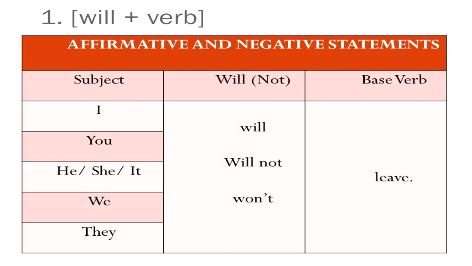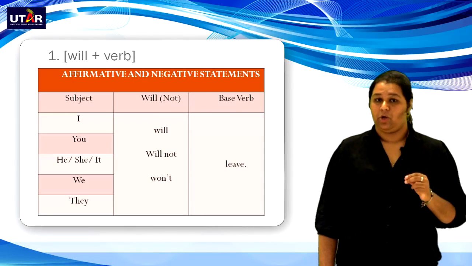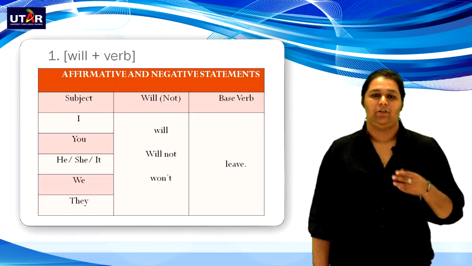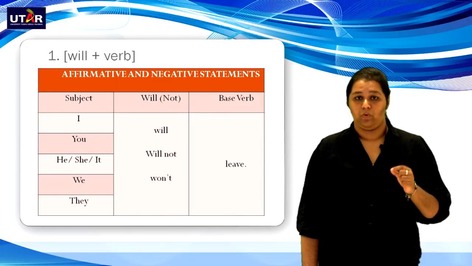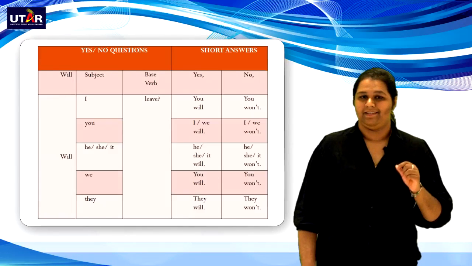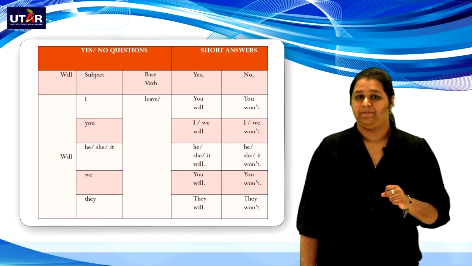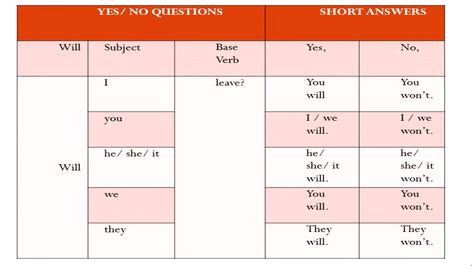You will not or won't leave. He, she, it will not or won't leave. We will not or won't leave. They will not or won't leave. Now let's look at the yes and no questions. Now the form here would be will plus subject plus base verb.